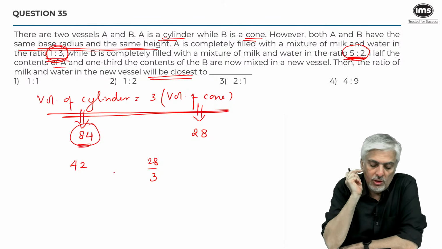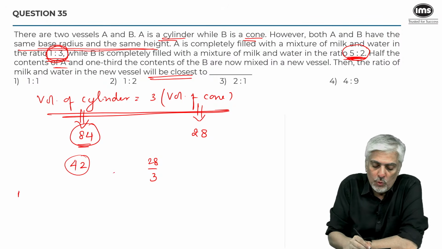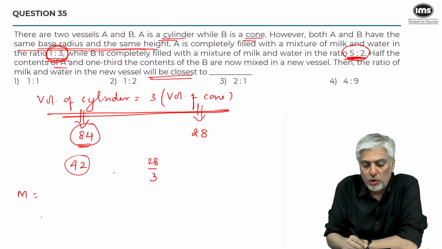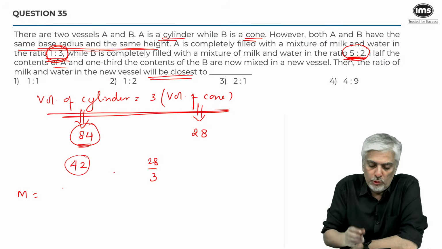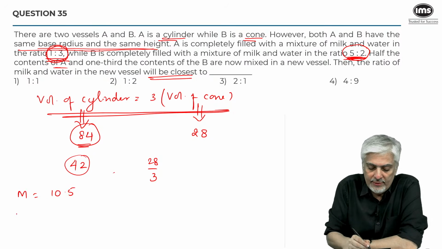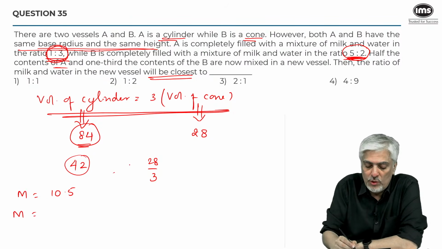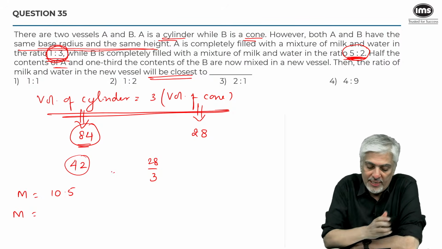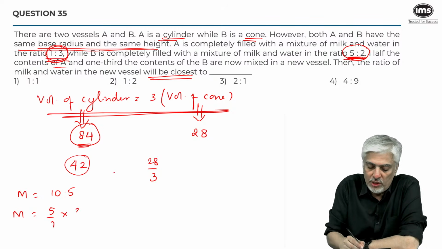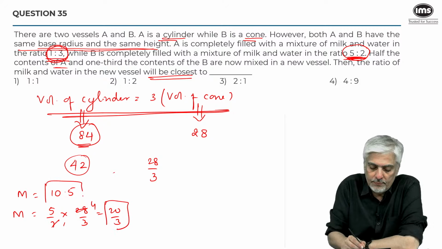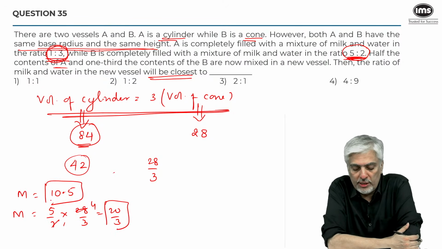Okay, so milk and water over here. Milk over here will be 1/4 of 42. 1/4 of 42 will be 10.5. And milk in the second case will be 5 by 7 of 28 upon 3, which is 20 upon 3. So this is the total quantity of milk.